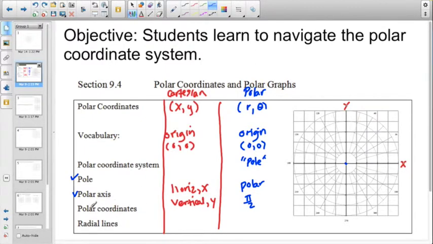And in terms of the polar coordinates, we talked about r comma theta, and then we have these radial lines. These radial lines are these theta lines here that extend out radially and mark the different angles as we go around the pole, or as we go around the origin, to set up the polar graph.